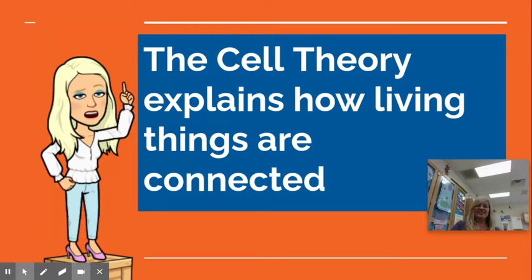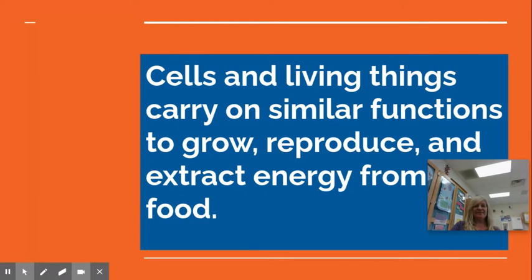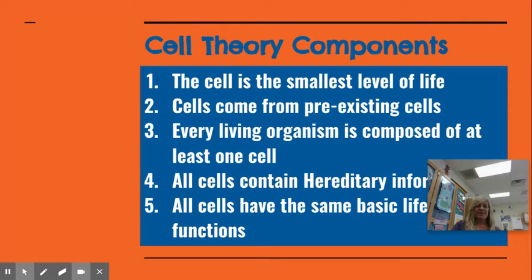So let's get started. The cell theory explains how living things are connected. Cells and living things carry on similar functions. So just like organisms do similar things, cells will do similar things too. Cells will grow and reproduce and extract energy. They're going to act like little organisms, and some of them actually are one-celled organisms. So let's look at the cell theory components.